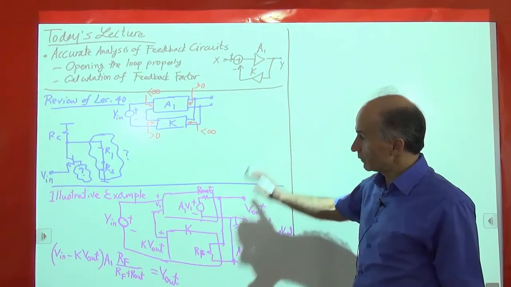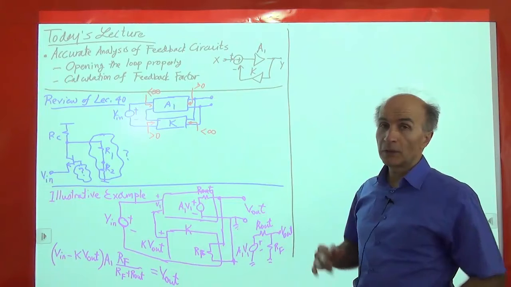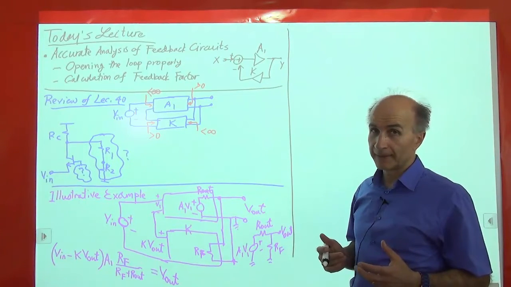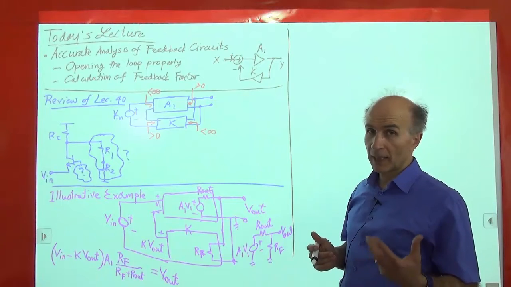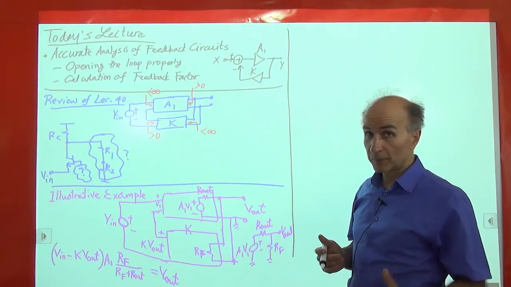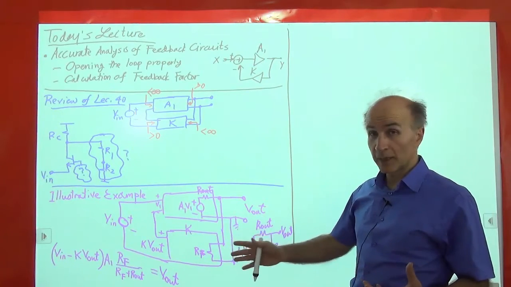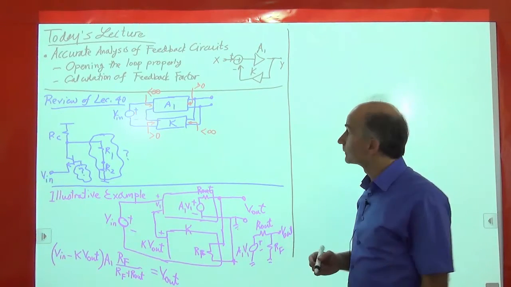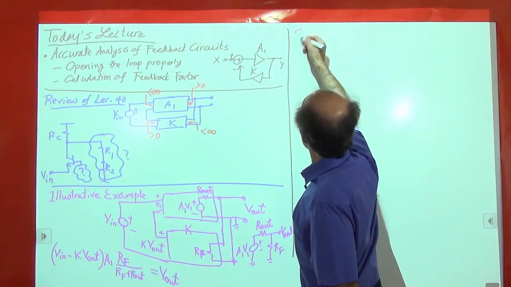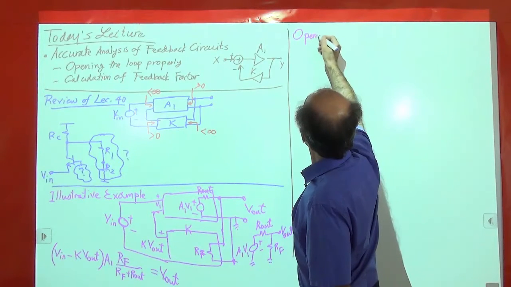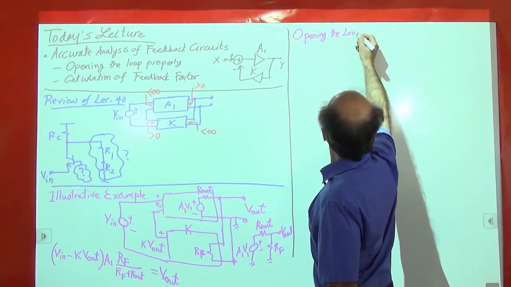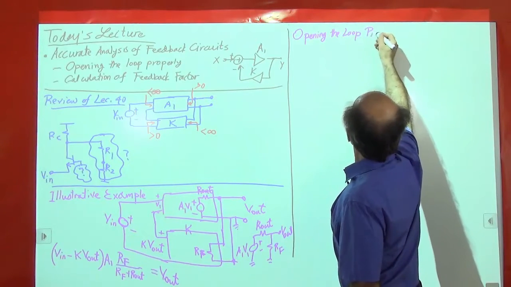Okay, so in view of all these issues, we need to have a methodology for opening the loop properly, right? Because if we want to calculate the open loop parameters, the open loop gain, we just said that the open loop gain has changed. We need to open the loop properly. All right, so let's talk about that. Opening the loop properly.